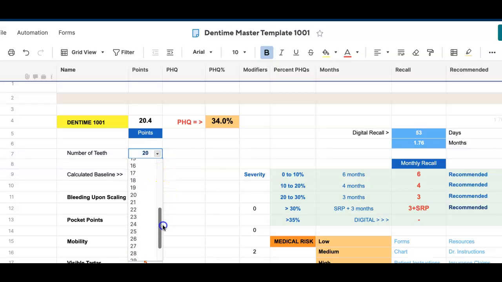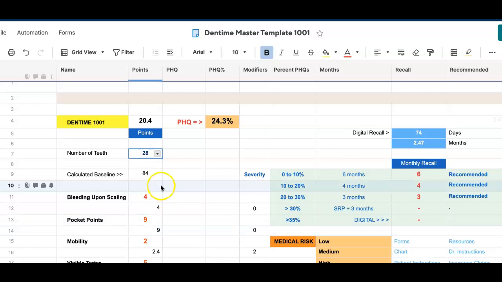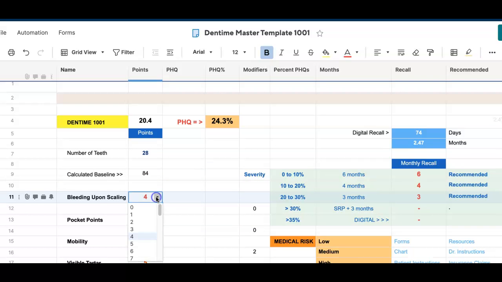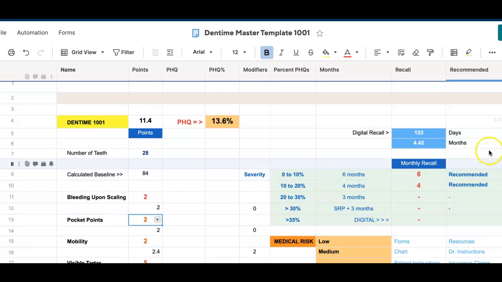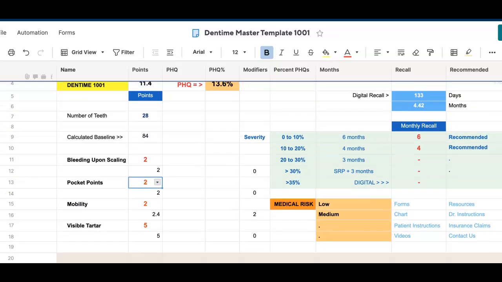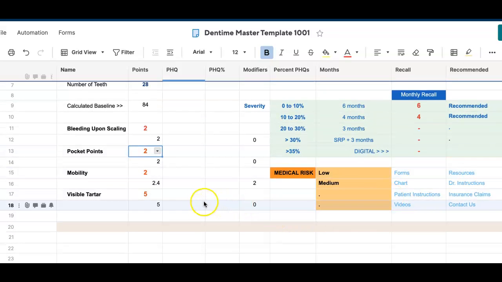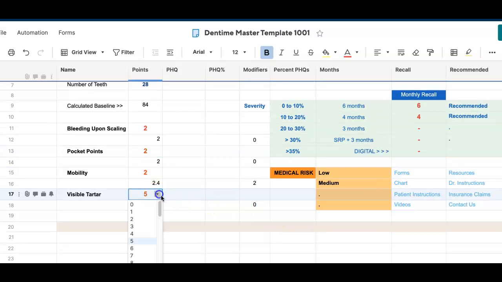So I'm going to return these now to their base values. We set this up at 28. We say that this is bleeding upon scaling. We just leave this at 2. And then pocket points, we start this at 2 just to have a baseline. And then I'm going to go back here in mobility. We're going to leave it at 2, and then visible tartar at 2.